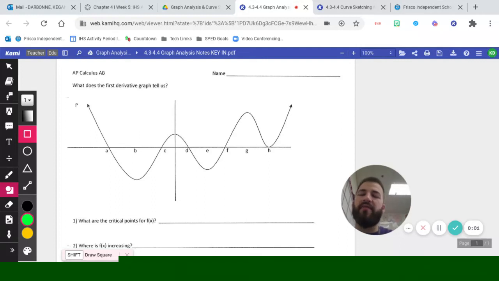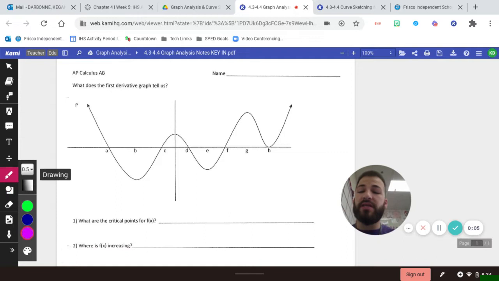We're going to be talking about graph analysis and curve sketching. Now, we're not really learning new skills today, in terms of new stuff that we haven't really talked about. We're just going to be talking about what we already know, but in new ways, looking at it more graphically and less algebraically with our equations.